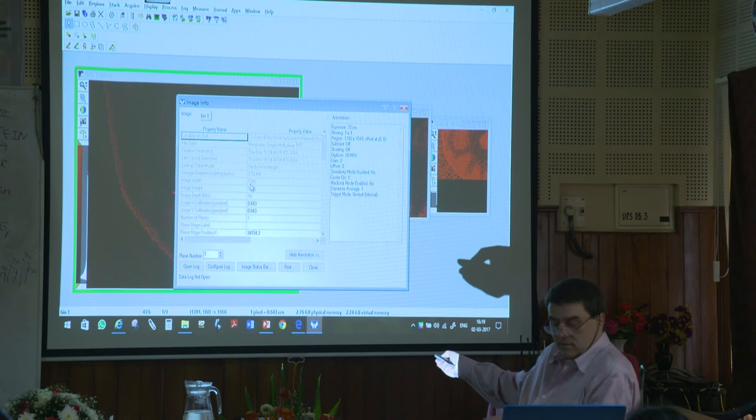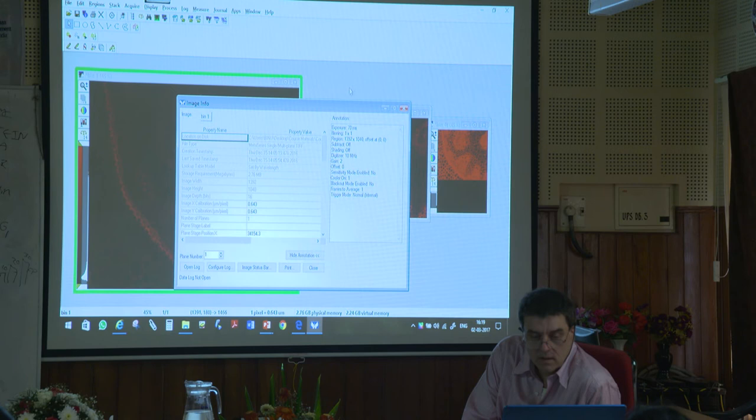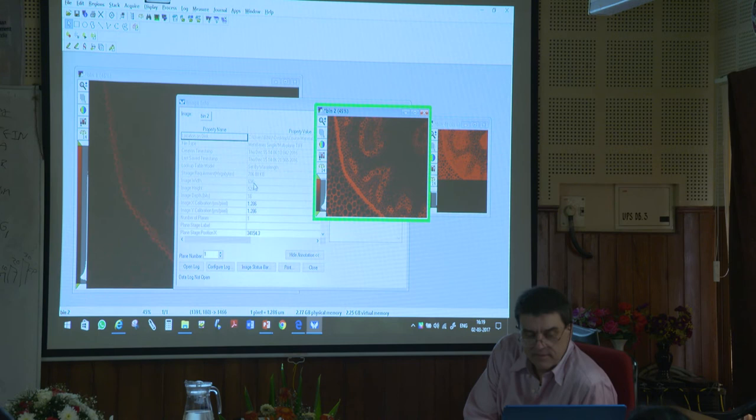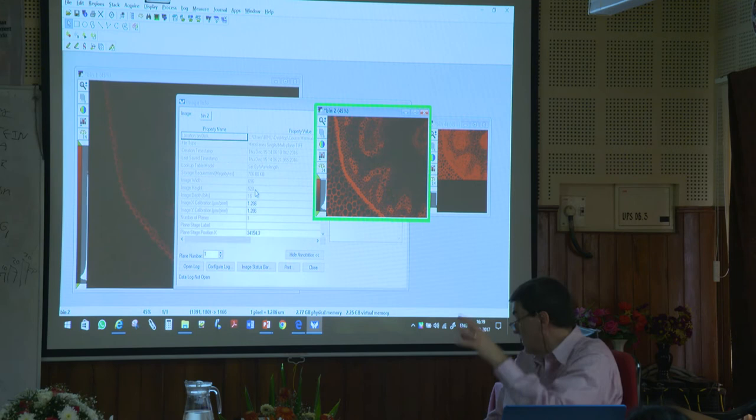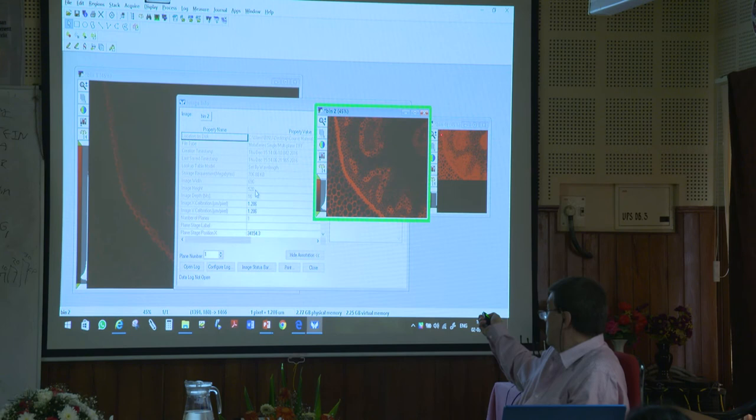1392 by 1040. Number 2, bin 2, would be 696 by 520, right? So remember this idea. You make the pixels bigger, more photons of light hit the pixel, it gets more intense faster. You have more photons hitting, the gray values go up.